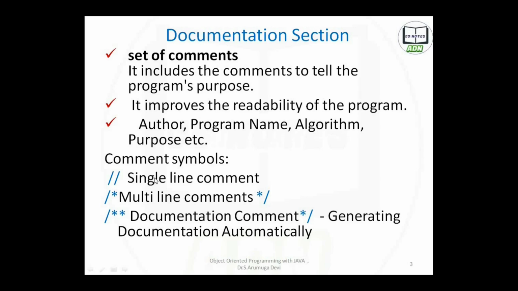Three types of comments we can use in Java: single line comment, multi-line comment, and documentation comment. A single line comment starts with two forward slashes and then you write the comment. Multi-line comments start with forward slash asterisk, then you can write any number of comment lines, and the comment is closed by asterisk and forward slash. Another special one is the documentation comment, forward slash and two asterisks. It is similar to multi-line comments, with one exception: every comment line starts with a star symbol, and then it automatically generates the documentation.